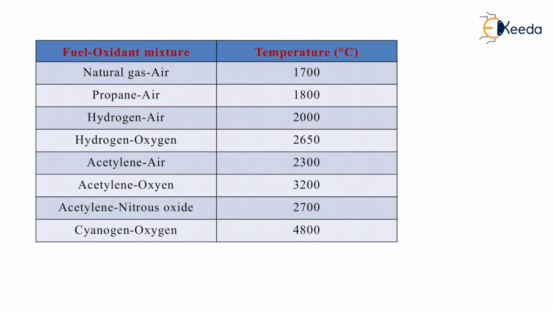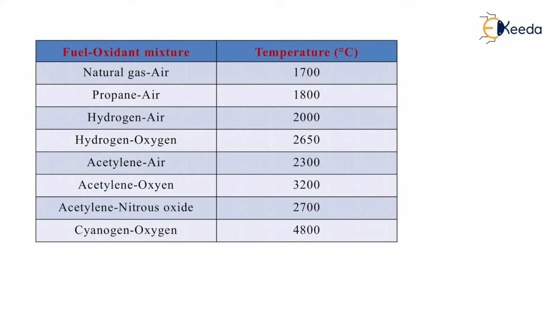Over here, we have different temperatures. So we have two columns. The first is the fuel oxidant mixture. Whenever we do the combustion process, it is important to know that combustion happens only when oxidation happens, and oxidation happens only when there is an oxidant. So over here we have fuels plus oxidants, and on the other side we have temperatures.